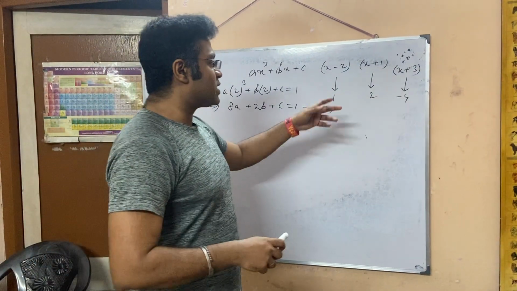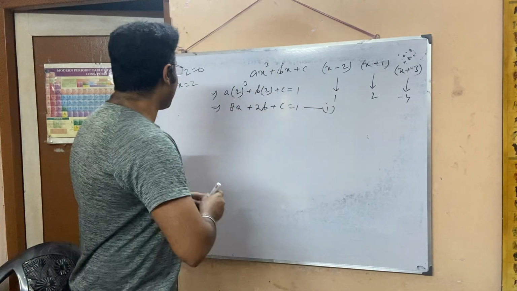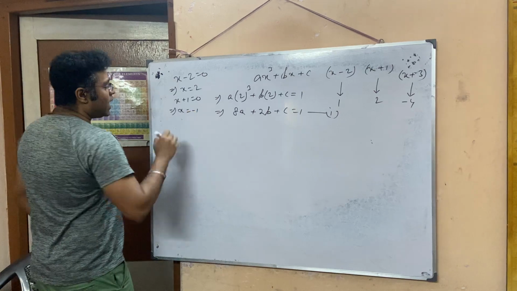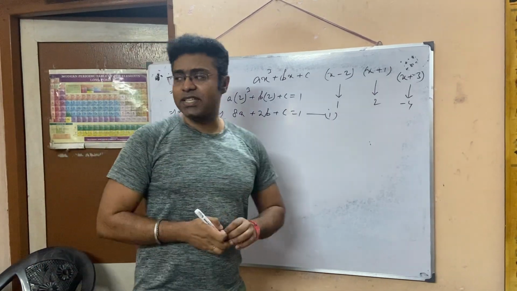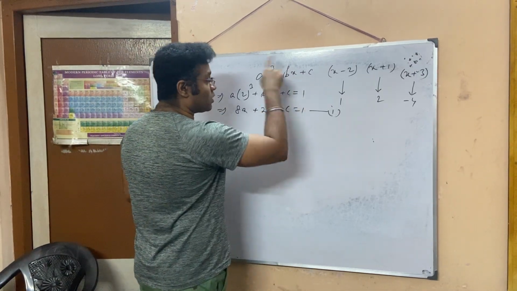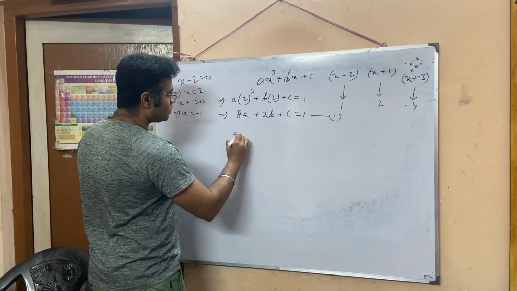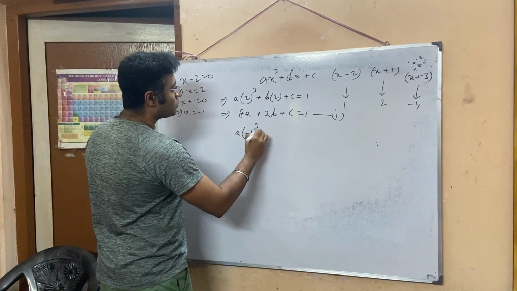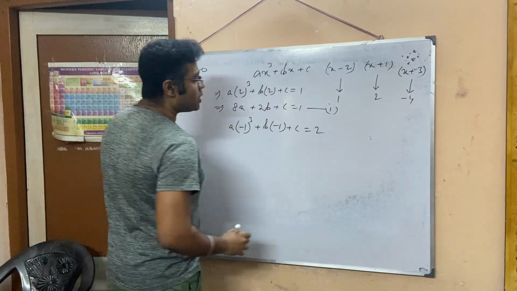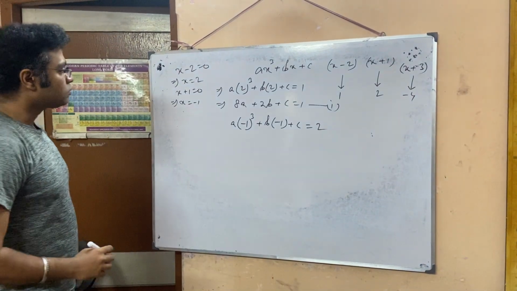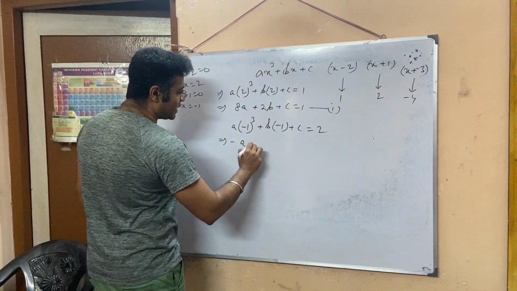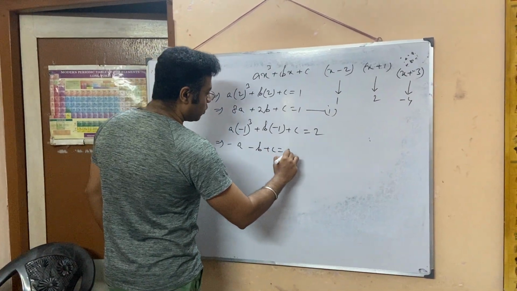Second, the divisor is x + 1. So if x + 1 is 0, x = −1, right? x = −1. So I will place the value −1 once again in this equation. Then the remainder is 2. −1 cube, that is −1. So I am getting −a − b + c = 2.